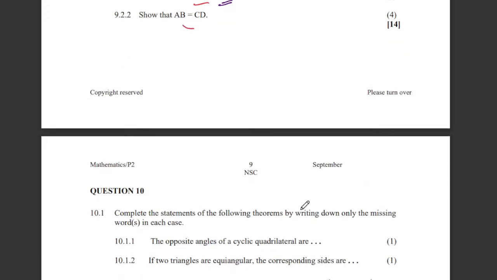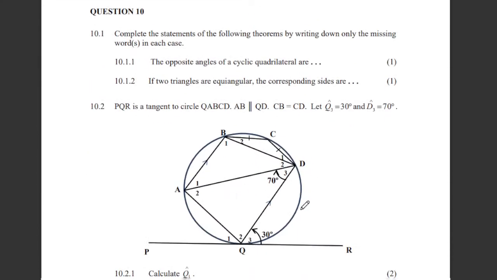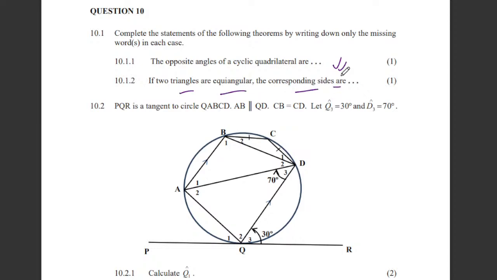Question number 10, so please also know the statements of the theorems, we need to be able to complete them. So in this case, the opposite angles of a cyclic quadrilateral, what are they? They are not equal, but they are supplementary. Okay, so if two triangles are equiangular, then the corresponding sides will be what? Are they going to be equal or in proportion?